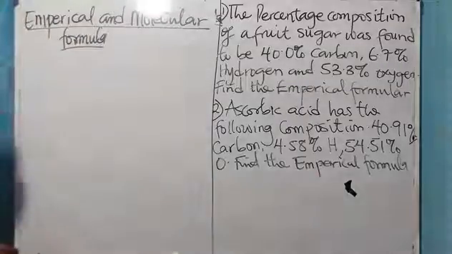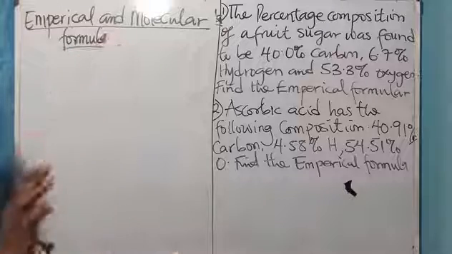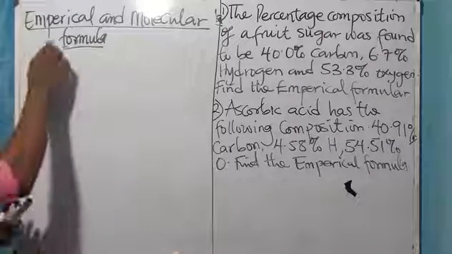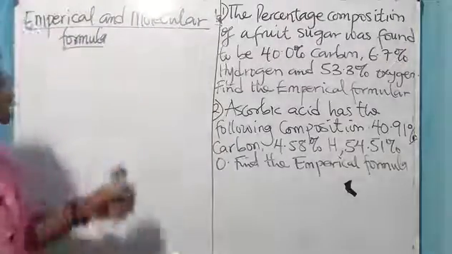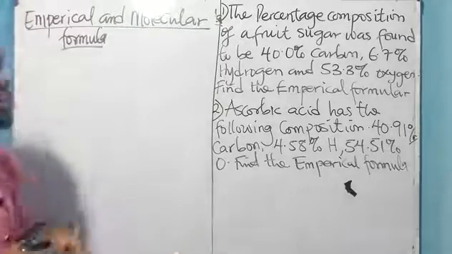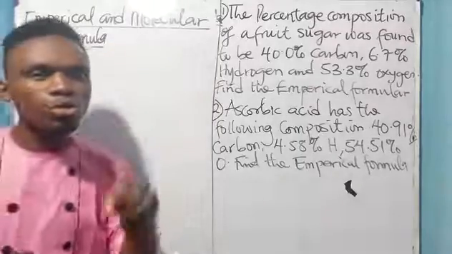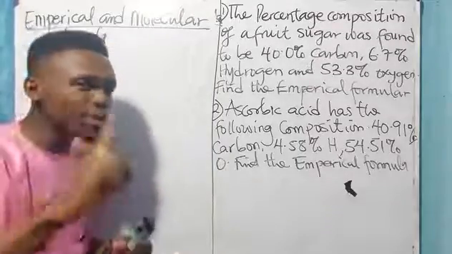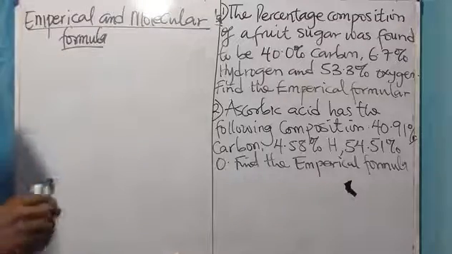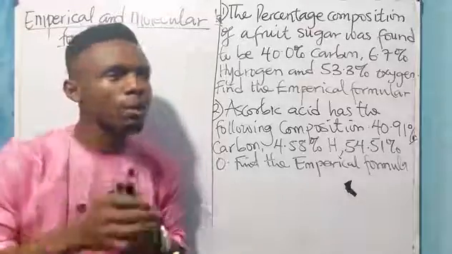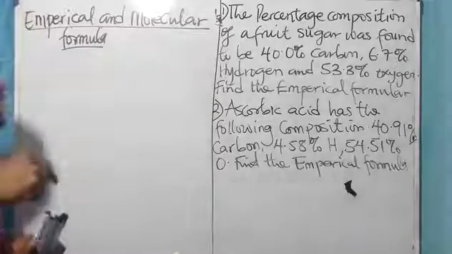Now, sometimes most persons or most students take empirical formula for molecular formula. The difference is very simple. Just listen. The empirical formula of a given compound shows the ratio of the elements present in that compound, but the molecular formula of a compound shows the number of atoms present in the compound. I said the empirical formula shows the ratios present in a given compound, while the molecular formula shows the number of atoms present in that compound.